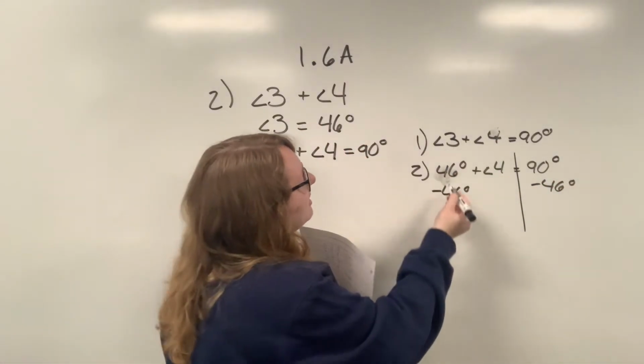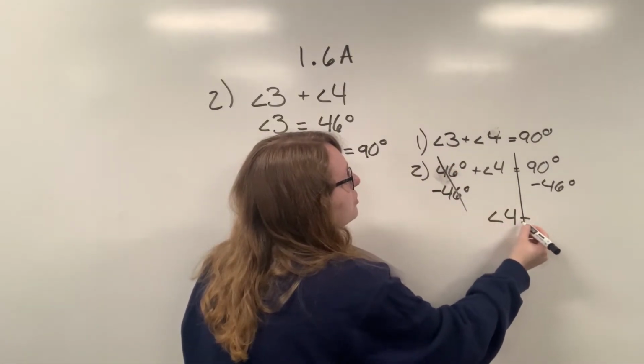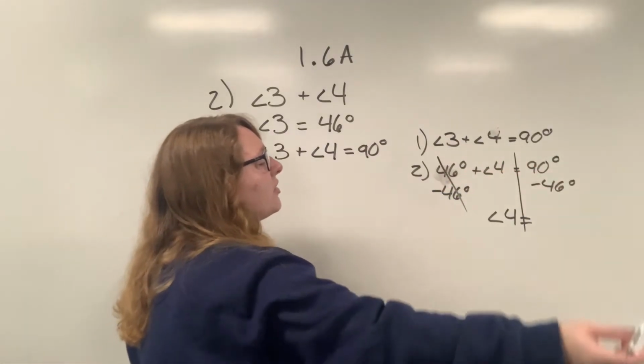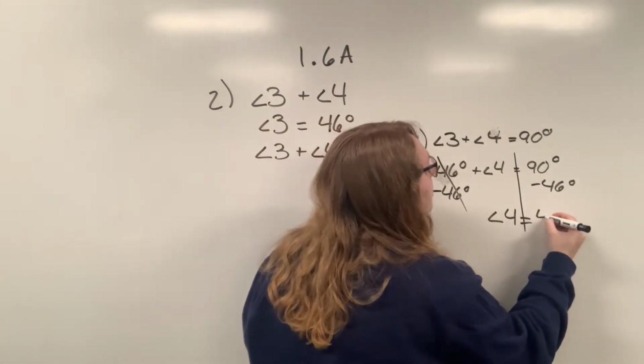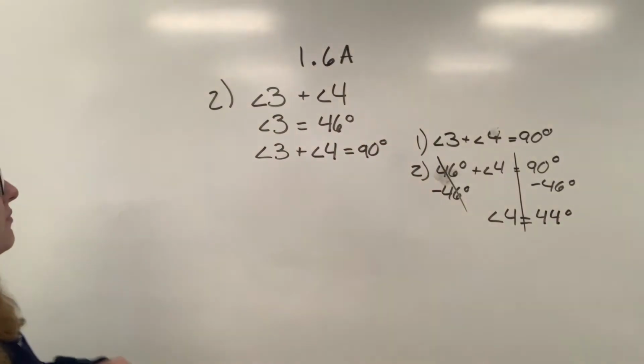Plus 46 minus 46, those cancel, leaving us with just that angle 4, or if you chose to use a variable, it would leave us with just the variable. And then 90 degrees minus 46 degrees will give us 44 degrees. So angle 4 is equal to 44.